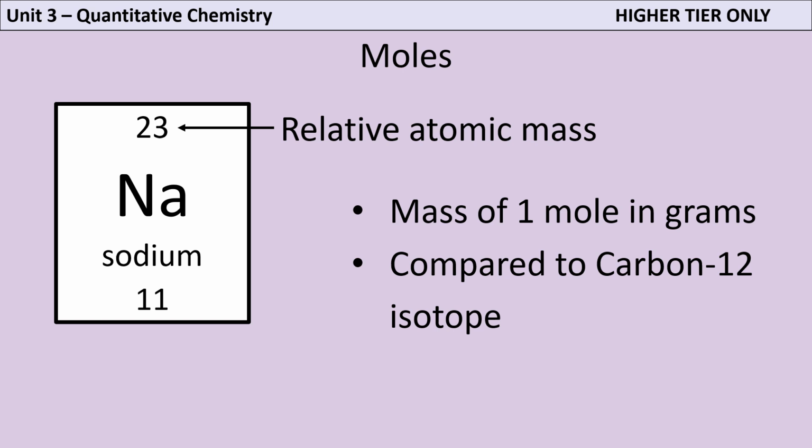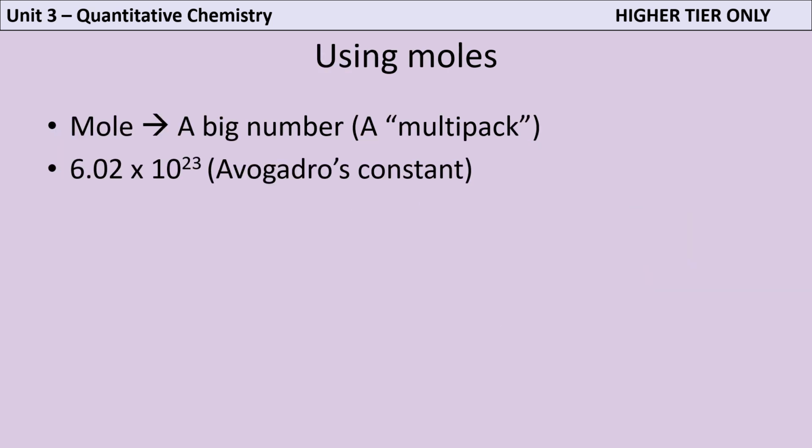And that's compared to a gold standard, which is the carbon-12 isotope. Now this mole is just a big number. In the same way that you understand that the word million means a 1 with 6 zeros after it, or dozen means 12, a mole just refers to a number, and that number is 6.02 times 10 to the 23. And this is sometimes referred to as Avogadro's constant or Avogadro's number.